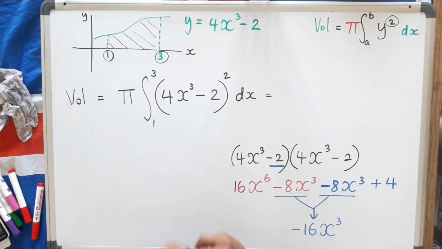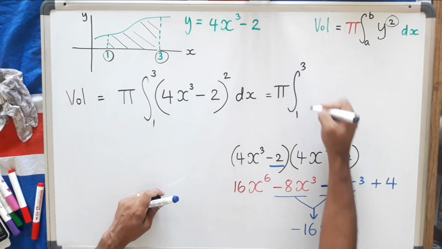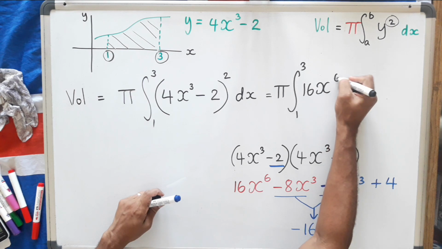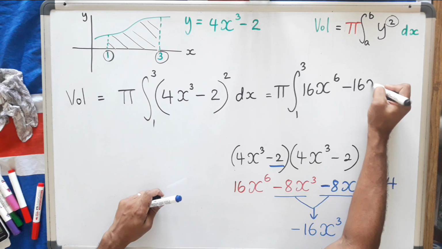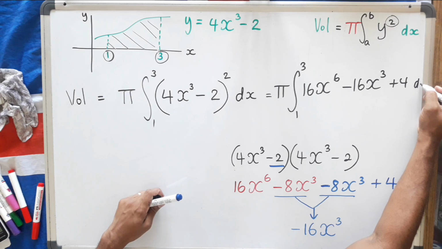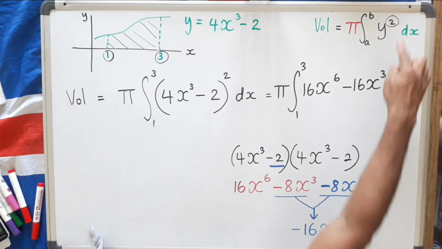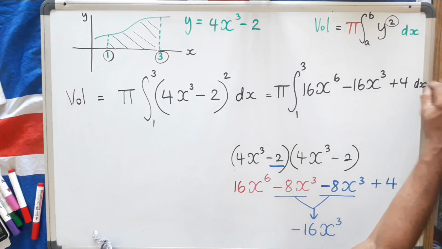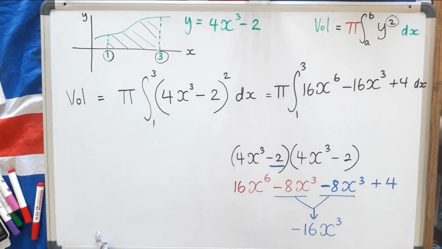So, let's put the answer up here. Pi, integral from 1 to 3, 16x to the power 6. These two combine to give you a minus 16x cubed plus 4. And you have to put a little dx here. All right, so now it's time to integrate after squaring it. And whatever we get, after we integrate this and get our answer, we just have to multiply the final answer by pi. And that's how we find the volume.